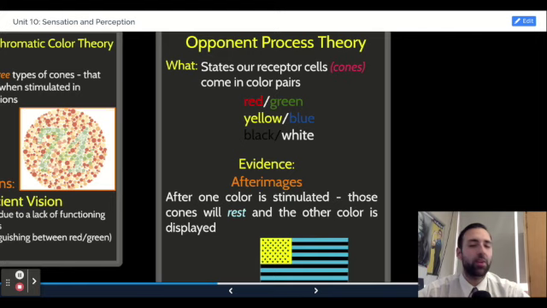Proceeding onward, there's another interesting theory regarding our cones and our vision. It's called the opponent process theory. The opponent process theory argues that instead of just having three cones with three colors, we actually have three sets of cones that are paired with a secondary color.